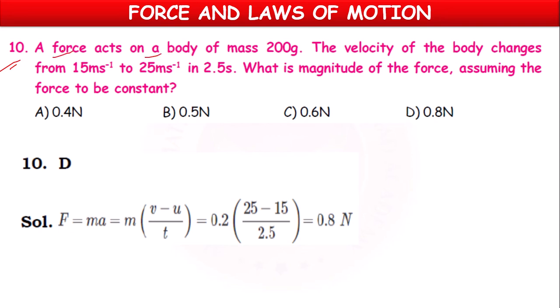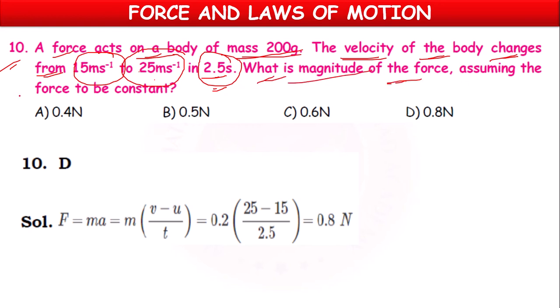A force acts on a body of mass 200 grams. The velocity of the body changes from 15 meter per second to 25 meter per second in 2.5 seconds. What is the magnitude of force, assuming the force to be constant? So if the force is constant, what is that force that we have to calculate?